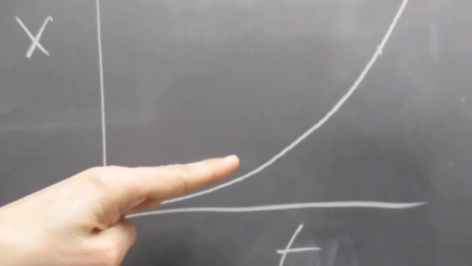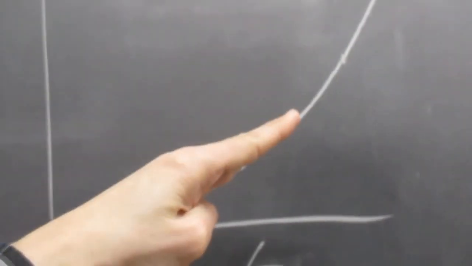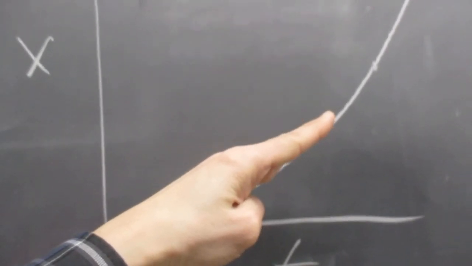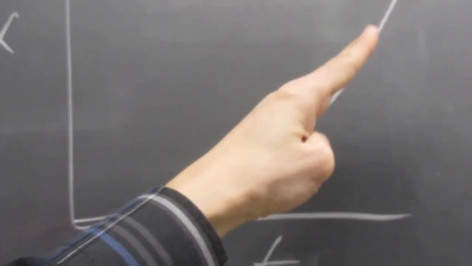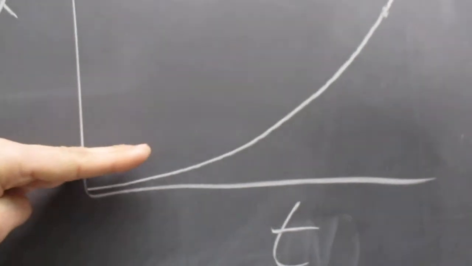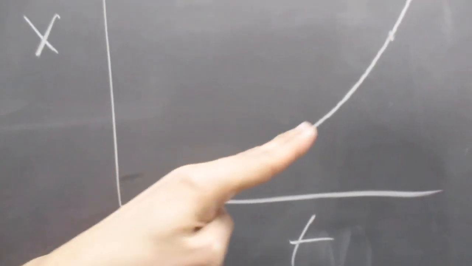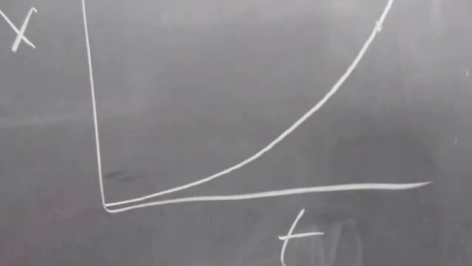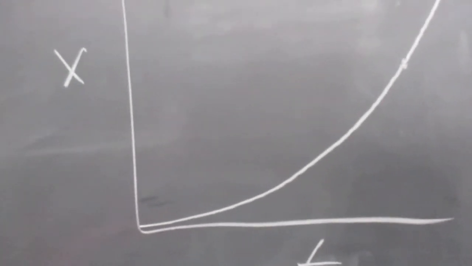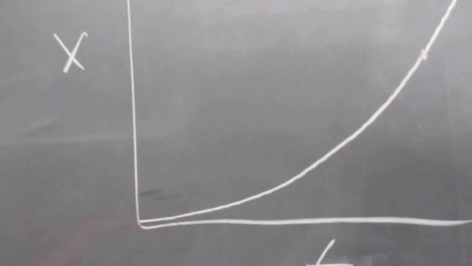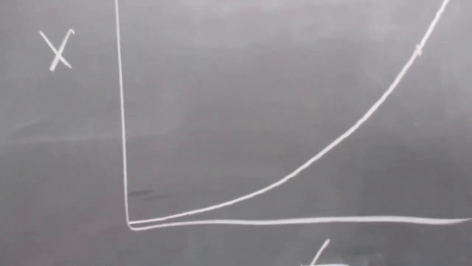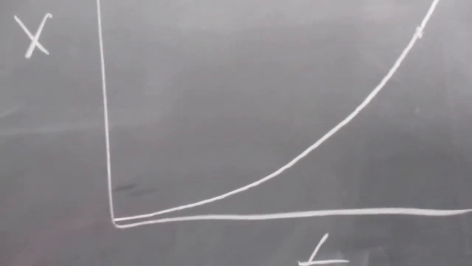This is for an object falling. Here we have a little larger slope, so the velocity is larger, and here the velocity is even larger. This shows that an object is accelerating. That's the curvature on a position time graph. So we have an object falling that's accelerating.